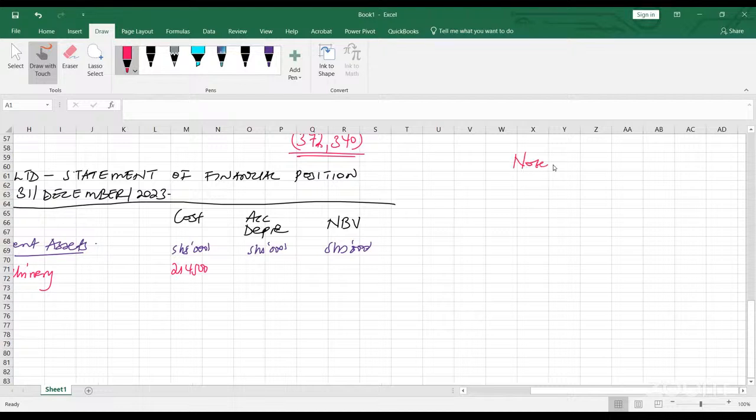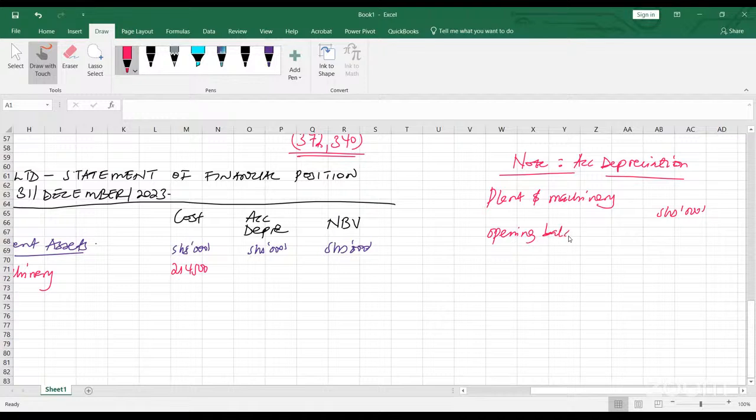I have some small note here. This note is about the accumulated depreciation of our plant and machinery. We want to get its accumulated depreciation. In the trial balance, there is a depreciation at the start, the opening balance. The opening balance of the depreciation was 65,800.